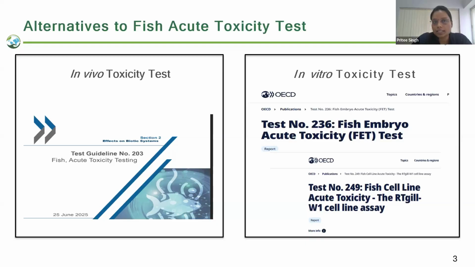OECD 236, the fish embryo acute toxicity test, is a replacement of OECD 203, where juvenile and adult fish were utilized. In OECD 236, along with the lethal concentration, the EC50 value is determined based on the mortality and behavioral symptoms. Along with this, chemicals which have teratotoxicity, or we can say an effect on the development of an embryo, can be evaluated with the help of this embryo acute toxicity test.